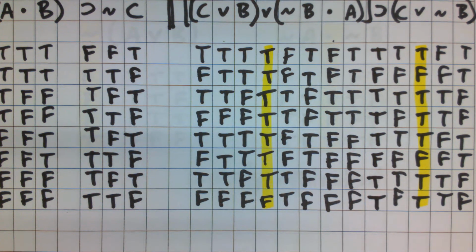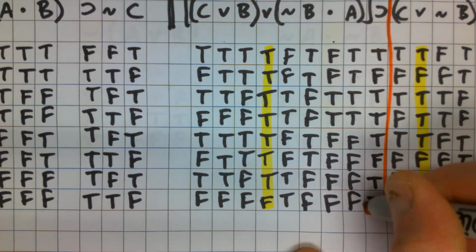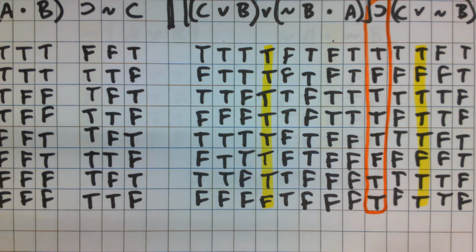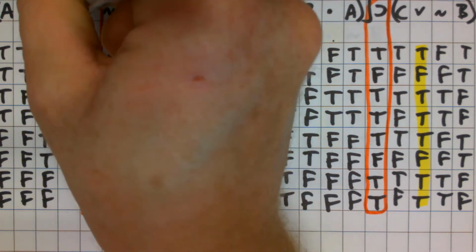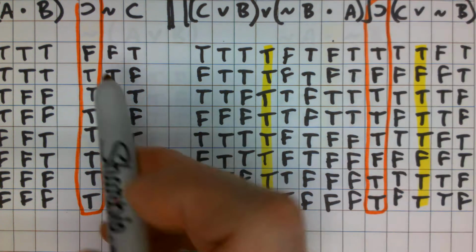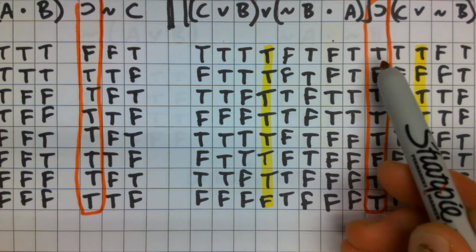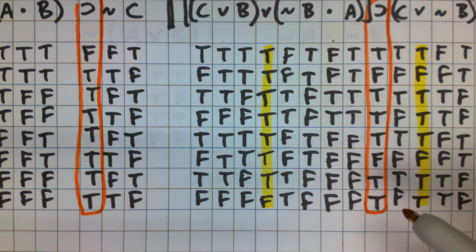Okay, now when I'm comparing the two statements, I'm going to need to look at the main operator in each statement. So in that case, it's this column and it's this column. And they are not logically equivalent because I see that, just on that first line, this claim is true, but this claim is false. So they're not going to be logically equivalent.